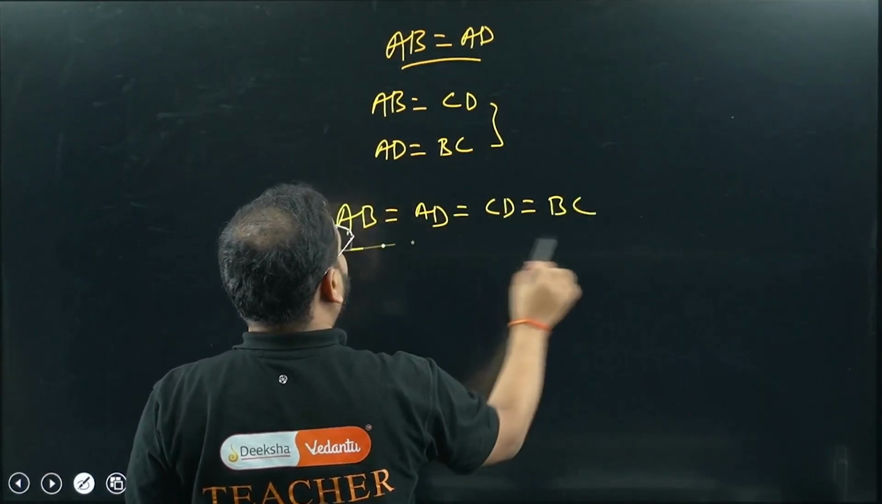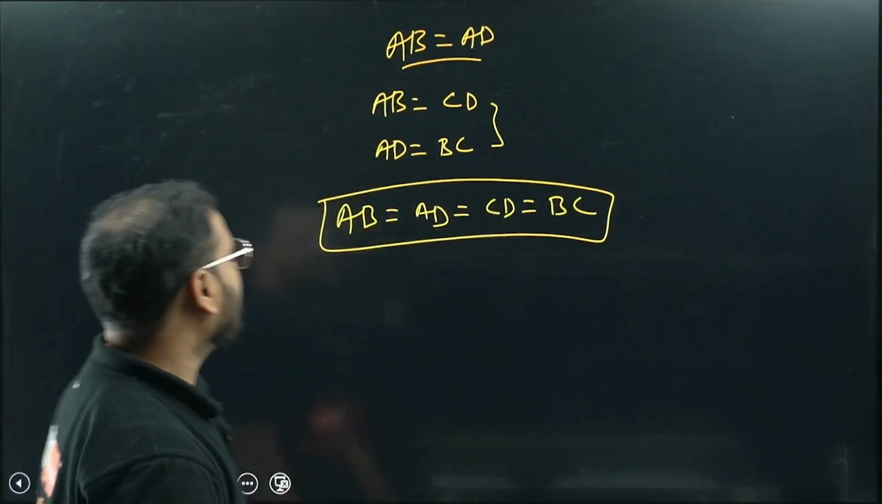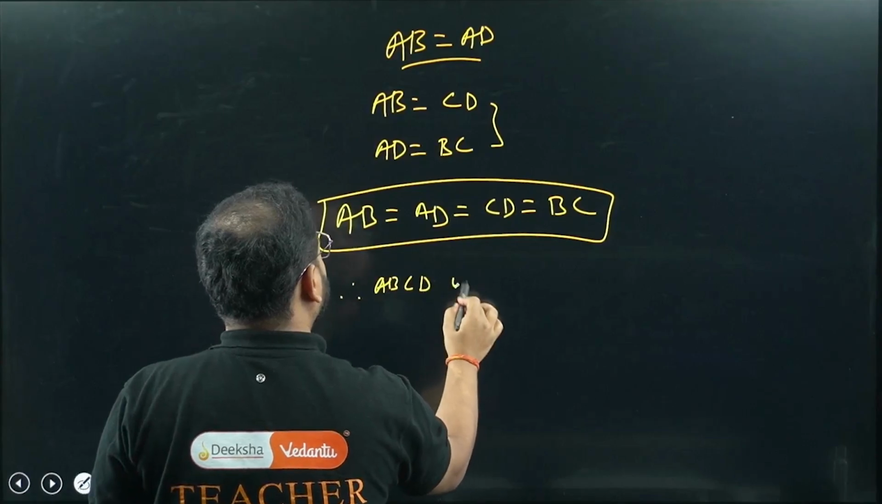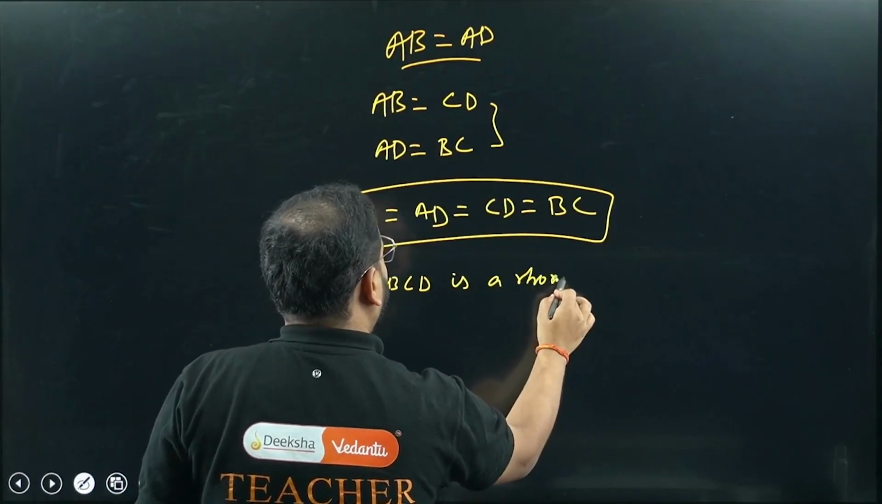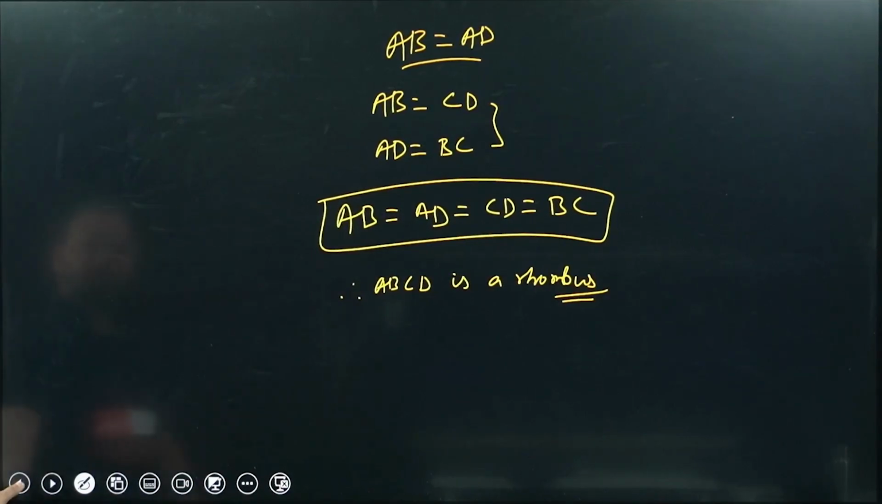It means a parallelogram with all sides equal is simply a rhombus. So I can write here, therefore, ABCD is a rhombus.